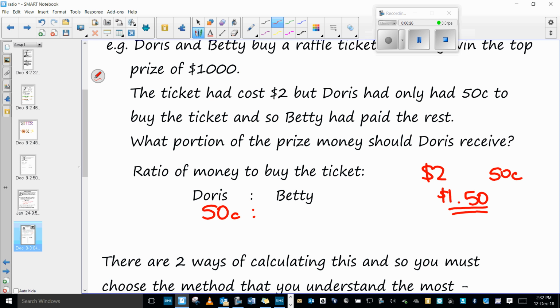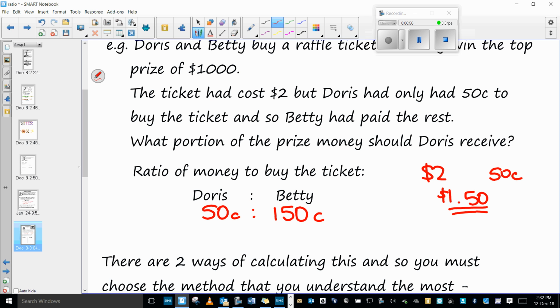The word cents should help you. Cents. How many cents are there in $1? Not sure? No? Anyone have that? No? It's 100 cents in $1. Okay? So if we put $1.50, there's 150 cents.